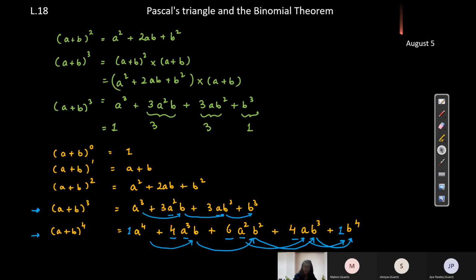Now, can you tell me the exact terms? Can you expand (a + b) raised to exponent 5? You know how to get the coefficients, and I just told you how to get the powers of a and b as well. Can you try this one? I think I can try. Yes, we all can try.